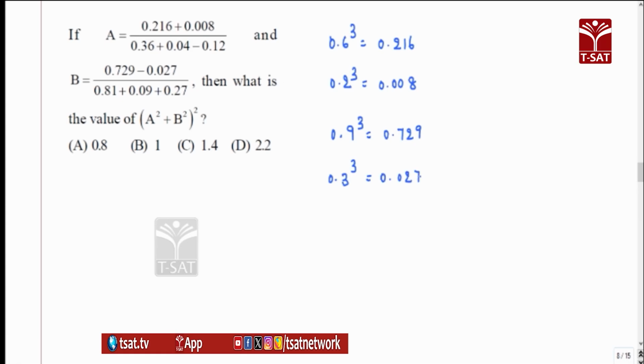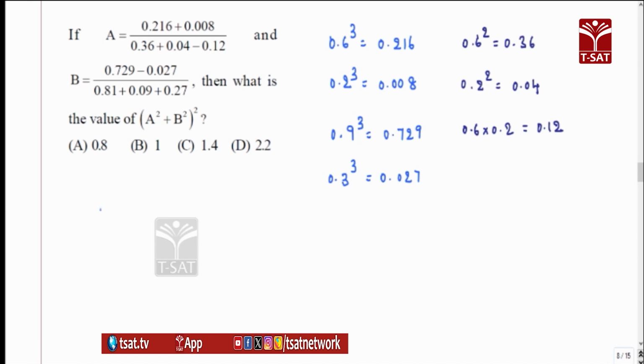Now it is in the formula. If you look at A, it is in the form a cube plus b cube, and in the denominator this is 0.6 square, now after 0.2 square, AB is 0.6 into 0.2, that's 0.12. We all know a cube plus b cube by a square plus b square minus AB is equal to a plus b.